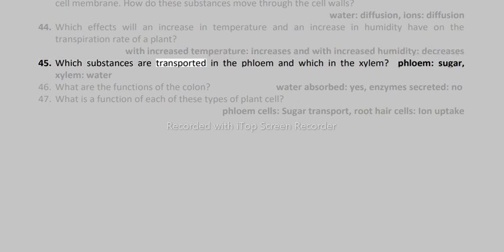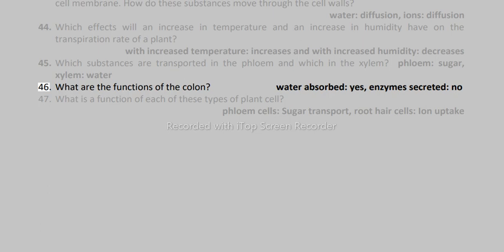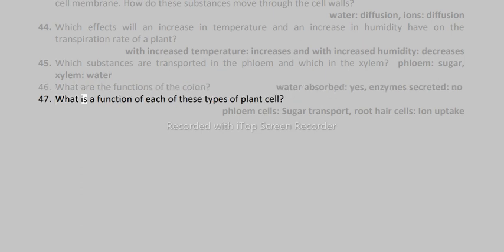45. Which substances are transported in the phloem and which in the xylem? Phloem, sugar, xylem, water. 46. What are the functions of the colon? Water absorbed, yes, enzymes secreted, no. 47. What is a function of each of these types of plant cell? Phloem cells, sugar transport, root hair cells, ion uptake.